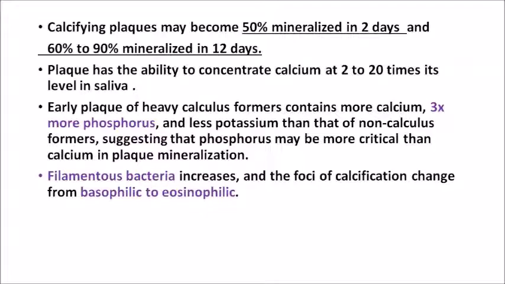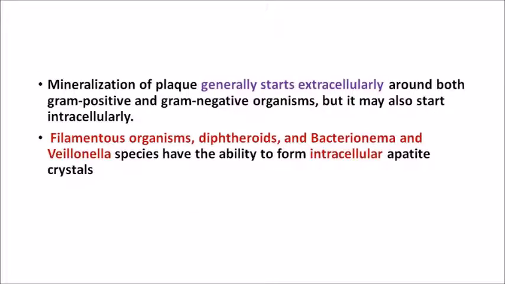Again, about bacteria, the filamentous bacteria increase when plaque converts to calculus, and the foci of calcification change from basophilic to eosinophilic. The staining property changes from basophilic to eosinophilic. One more thing about the pattern of mineralization of plaque. Usually, plaque is a group of bacteria. So mineralization of plaque usually starts extracellularly, from outside the bacterial cell, whether it be gram-positive or gram-negative. But sometimes it can start intracellularly also, from inside the bacterial cell.